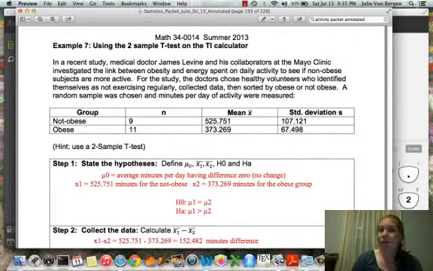Okay, example 7, we're going to use a 2-sample t-test on the TI calculator. So we're going to compare 2 sample groups. In a recent study, medical doctor James Levine and his collaborators at the Mayo Clinic investigated the link between obesity and energy spent on daily activity to see if non-obese subjects are more active. For the study, the doctors chose healthy volunteers who identified themselves as not exercising regularly, collected data, then sorted by obese or not obese. A random sample was chosen, and the minutes per day of activity were measured.